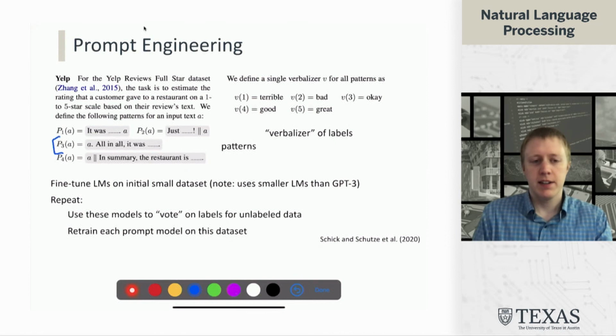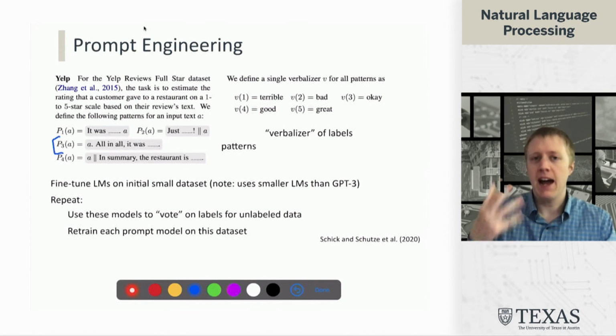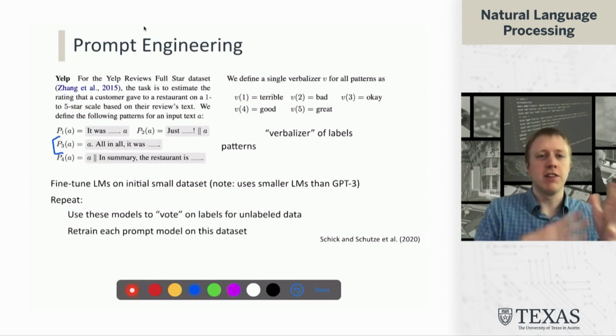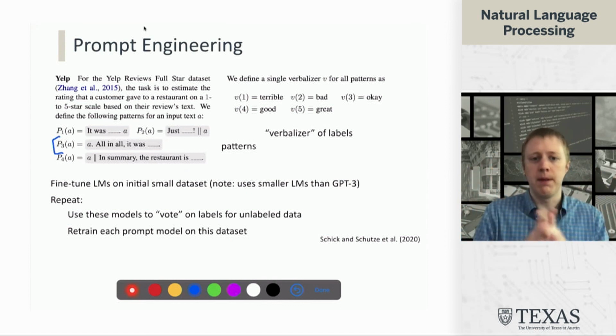So they have this fairly involved procedure, which uses a combination of these different prompts and uses this to bootstrap from small amounts of few-shot data and move up to larger amounts of unlabeled data. So a pretty interesting way of doing few-shot learning here.